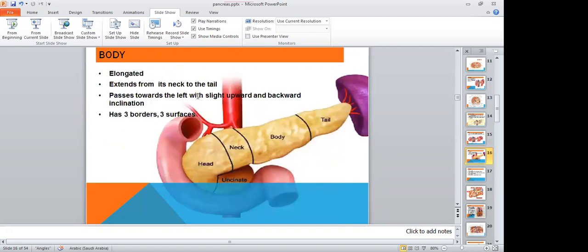The body is elongated and extends from its neck to the tail. It passes towards the left with a slight upward and backward inclination, and has 3 borders and 3 surfaces. This is the body between the neck and the tail.